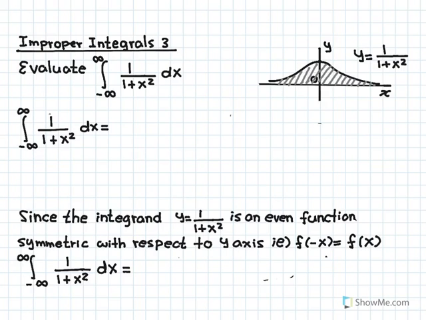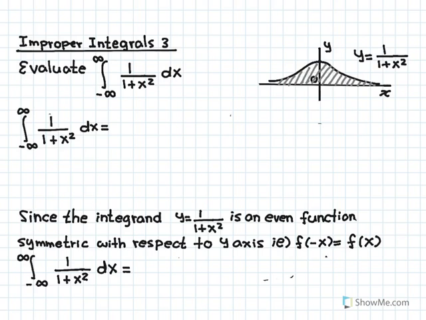In this video, we're going to look at another example of an improper integral. Here we have the integral from minus infinity to infinity of 1 over 1 plus x squared dx. So basically, you can see that the integrand is symmetric with respect to the y-axis. It is in fact an even function. So it is logical to split it into the sum of two separate integrals, from minus infinity to 0 and then from 0 to infinity.